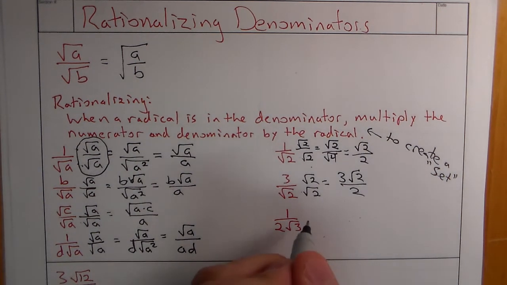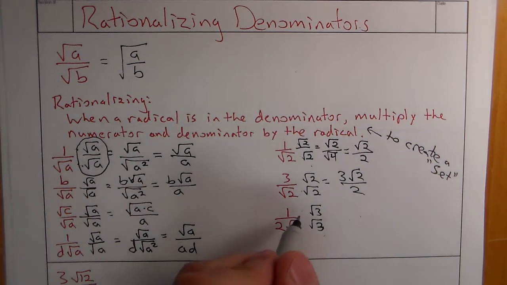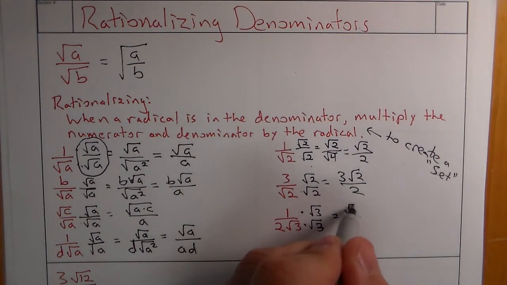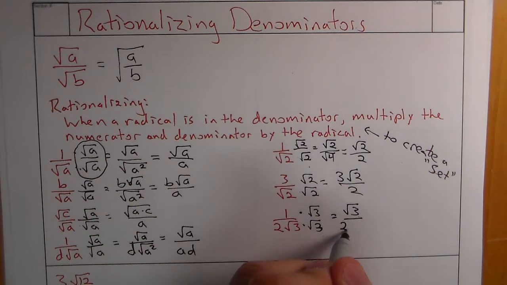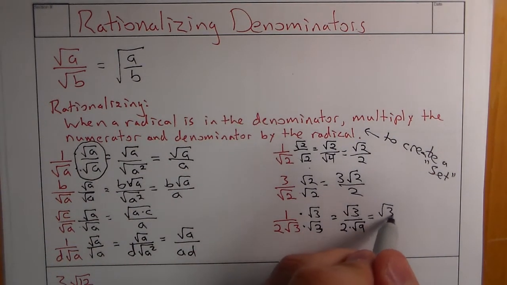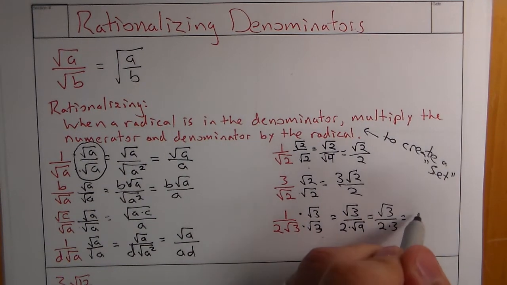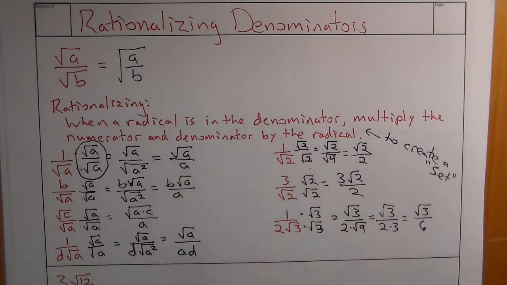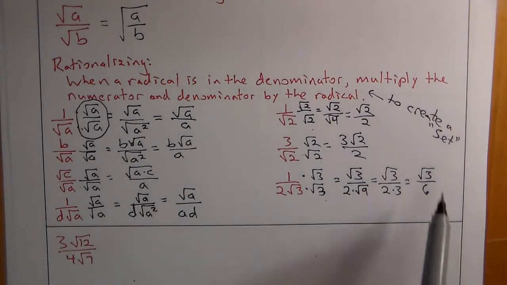This one I have an example with to the right. I have 1 over 2 root 3. The 2 is fine. It's the square root of 3 that I need to take care of. That's what I multiply the top and bottom by. I get the square root of 3 over 2 times the square root of 9. The square root of 9 is 3, so it's 2 times 3. So we get the square root of 3 over 6. What I'm not going to do here is reduce 3 and 6. Square root of 3 is an irrational number, 6 is a rational. They do not work together with these operations. We're going to leave it as it is.